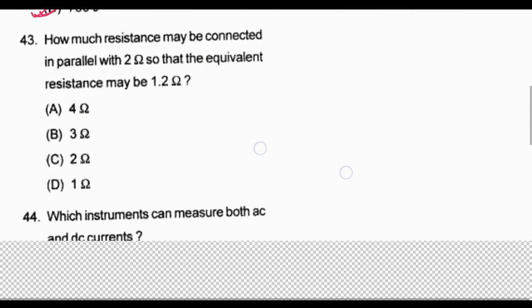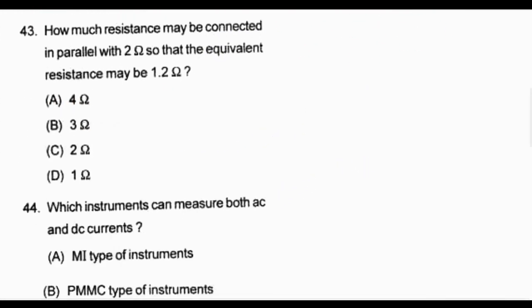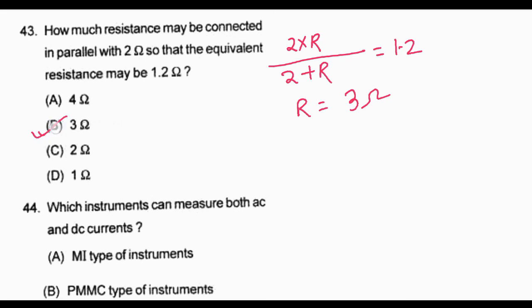Next question is, how much resistance may be connected in parallel with 2 ohm so that the equivalent resistance may be 1.2? So this is given that I am considering a resistance in parallel with 2 ohm and I am getting the resultant to be 1.2 ohm. So this will be 2 plus R is equal to 1.2, and we have to find out R. If we find it out, R will be 3 ohm. So here the answer is 3 ohm.